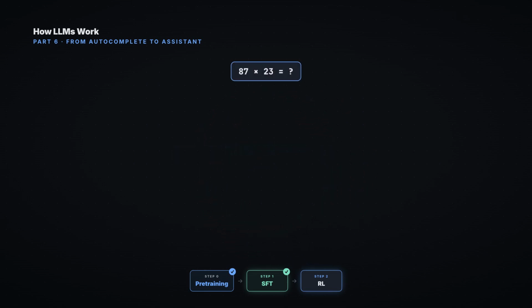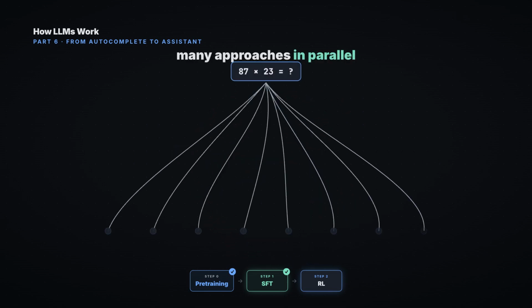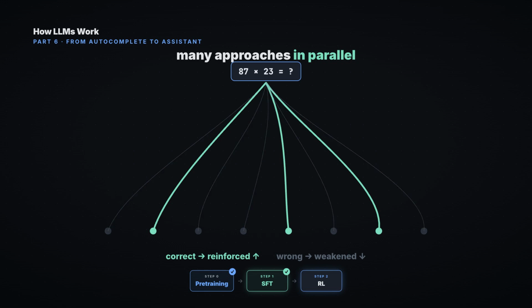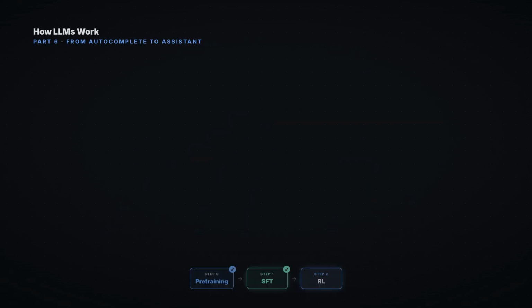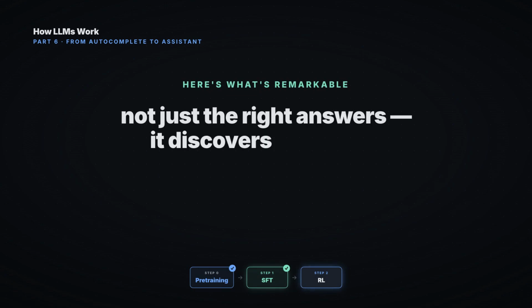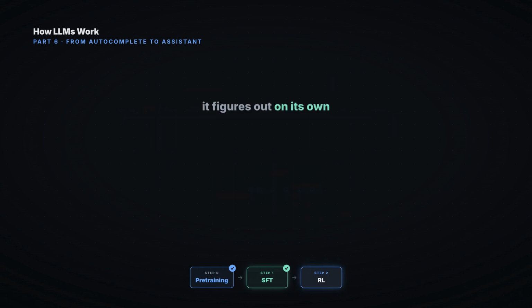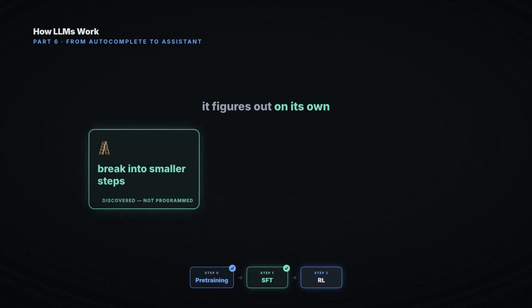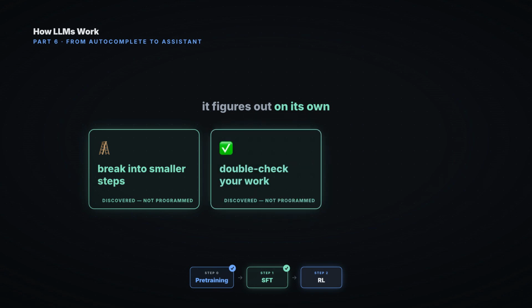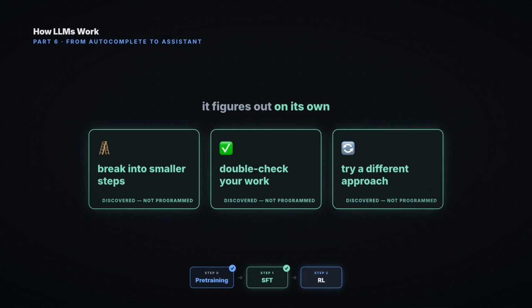And each time, the model tries many different approaches in parallel, and the ones that lead to correct answers get reinforced, while the ones that don't get weakened. Here's what's remarkable. Through this process, the model doesn't just learn the right answers, it discovers strategies. It figures out on its own that breaking a problem into smaller steps helps. It learns to double check its work. It learns to try a different approach when the first one isn't working.